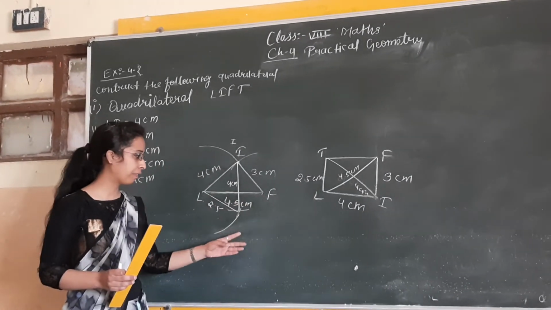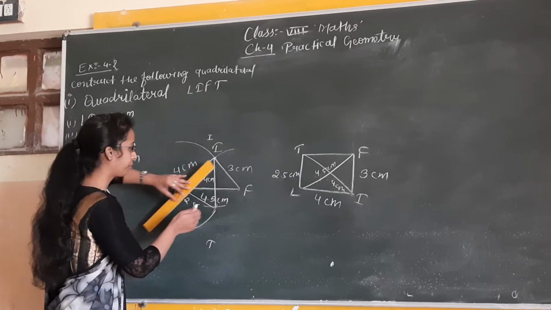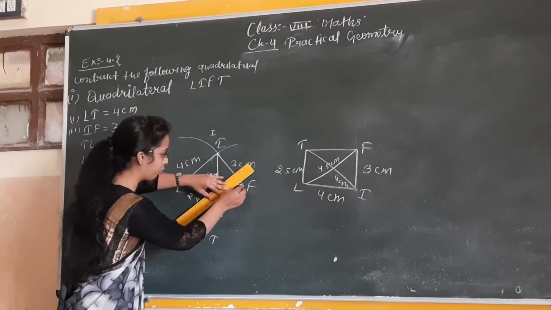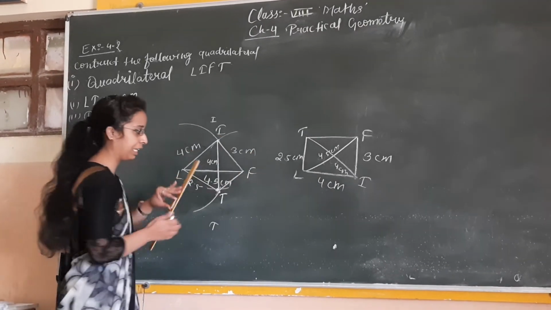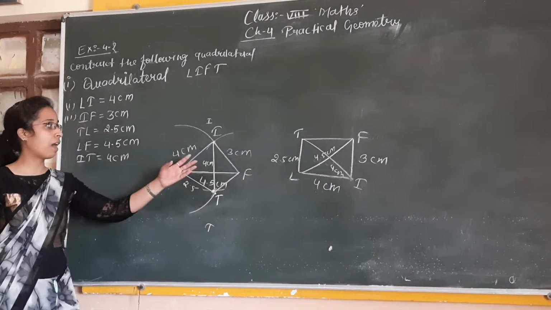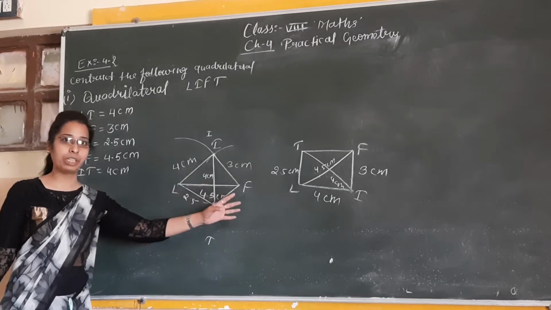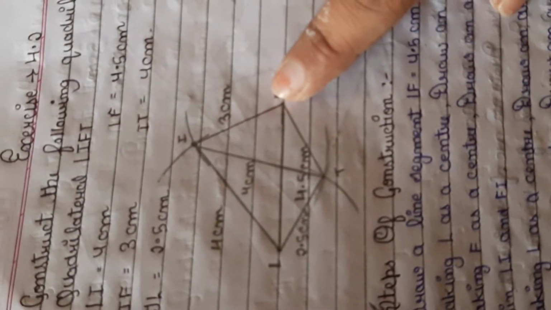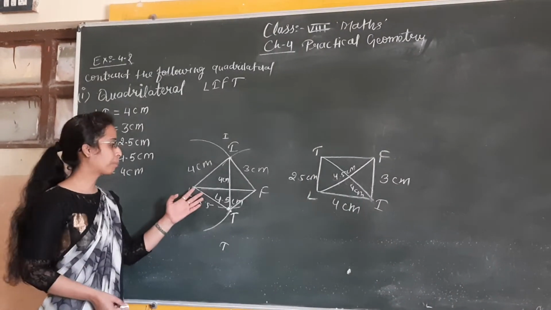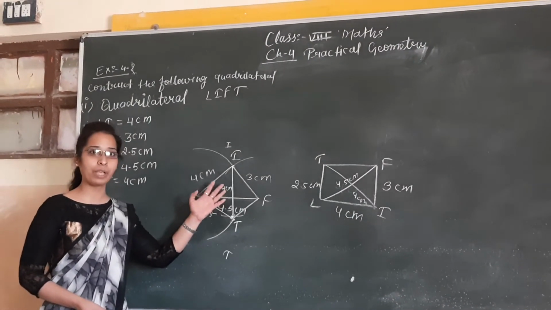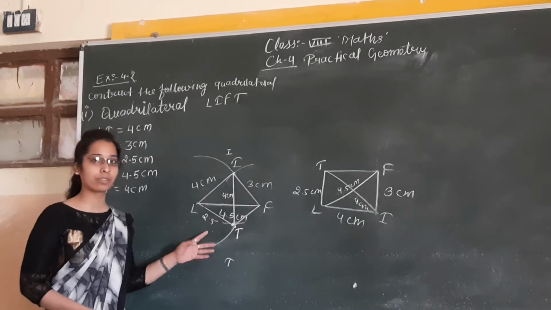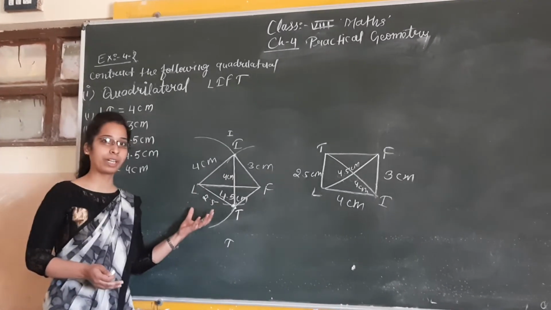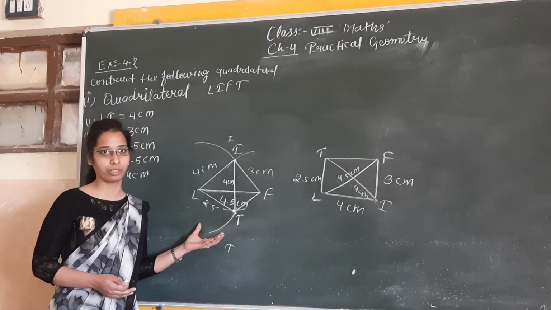Here the measurement of TF is not given, so we have to join this point here. This is our LIFT quadrilateral. Your figure will look like that. The steps of construction you can write by yourself. In previous questions we have already written the steps of construction.